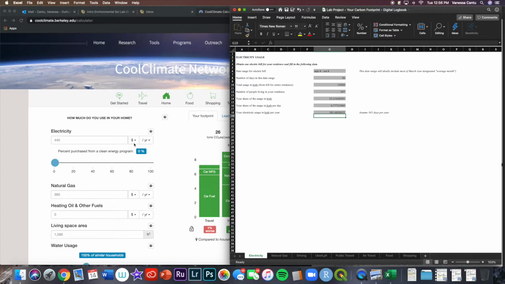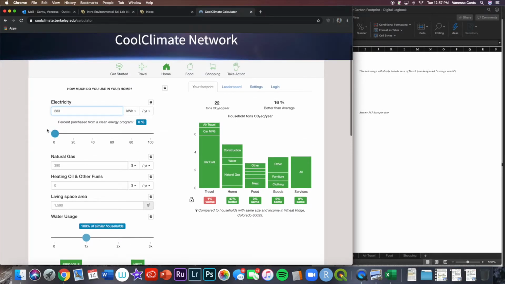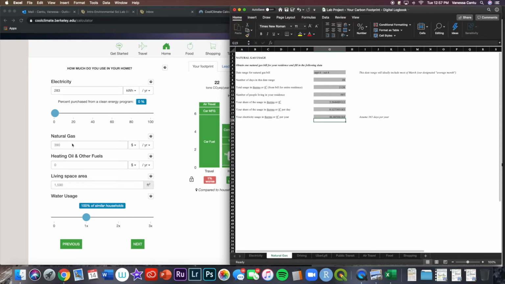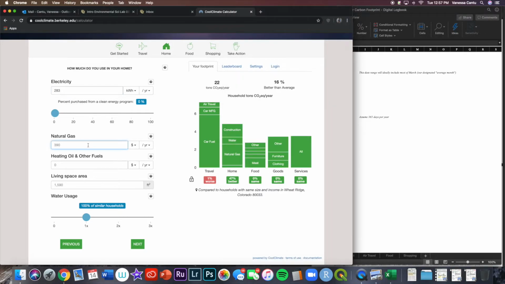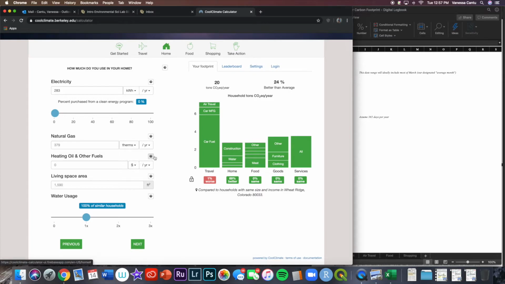283 kilowatts per hour per year, so make sure you have that. Put that value there. Percent purchased from a clean energy program, if you have that, you can put that there. If not, just leave it at 0. Natural gas was 46. You can put it to the closest decimal point if you want. If not, you can use whole numbers. It's up to you. Make sure that your units are correct, though.